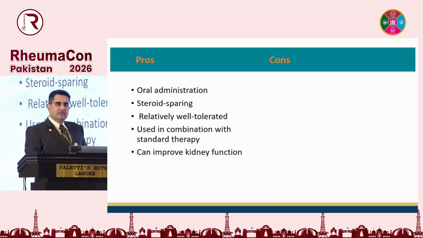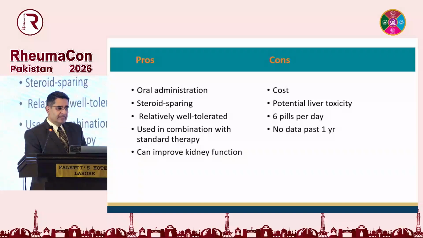So what are the benefits of this drug? It is orally administered. It is steroid-sparing, relatively well tolerated, used in combination with standard therapy of rituximab or cyclophosphamide, and can improve even kidney function. The cons are its cost, as we know that it is extremely expensive, and potential liver toxicity.